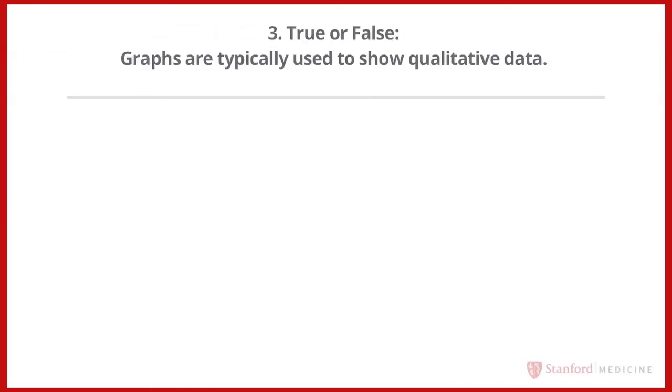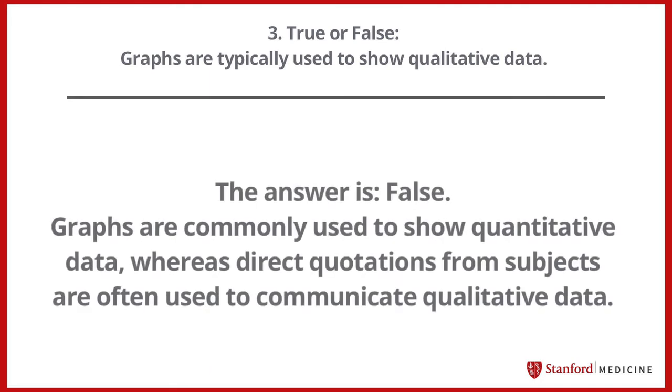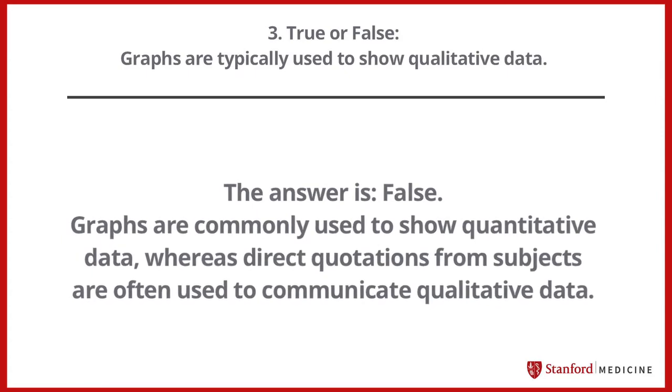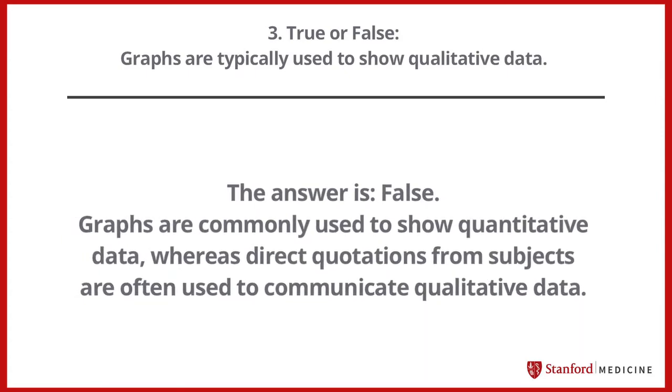True or false, graphs are typically used to show qualitative data. The answer is false. Graphs are commonly used to show quantitative data, whereas direct quotations from subjects are often used to communicate qualitative data.